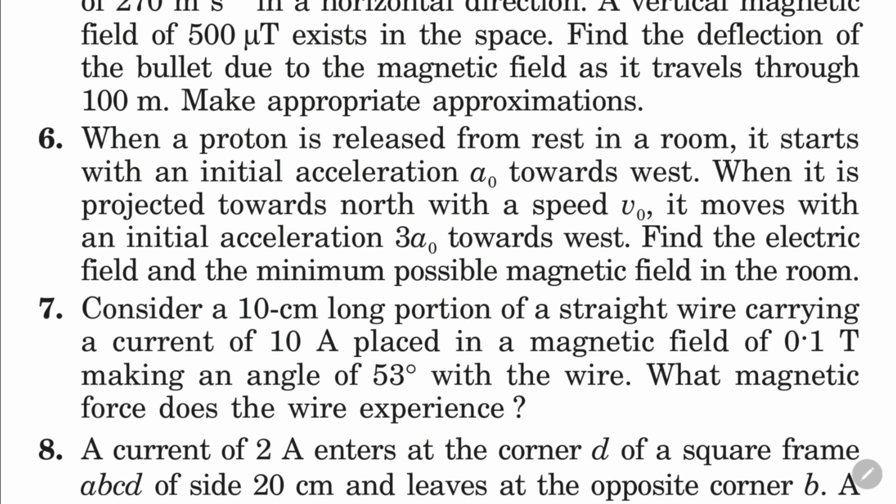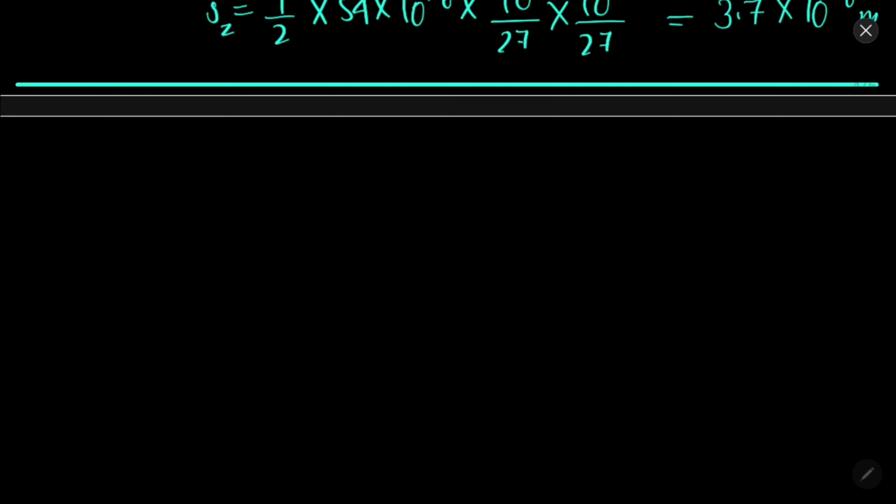In question 6, we have a proton released from rest in a room. It starts with some initial acceleration a0 towards west. When it is projected towards north with some speed, it moves with initial acceleration 3a0 towards west. We need to find electric field and the minimum possible magnetic field in the room. So this is the sixth one.